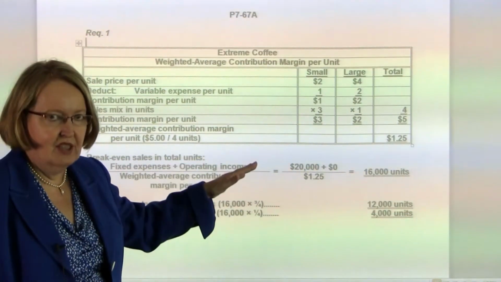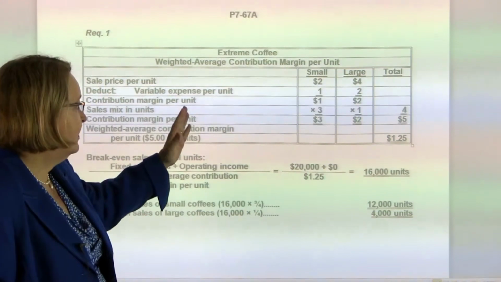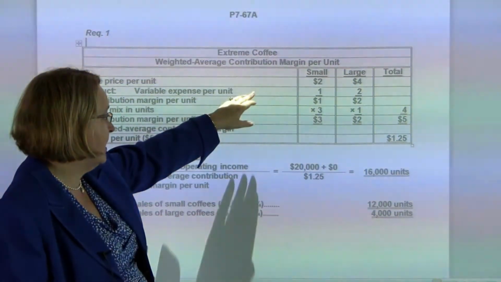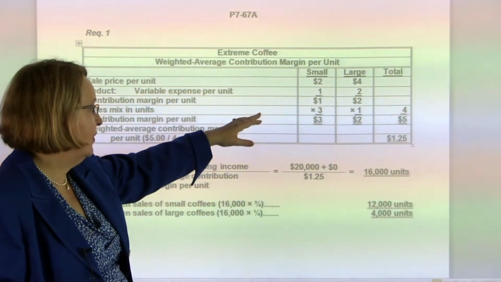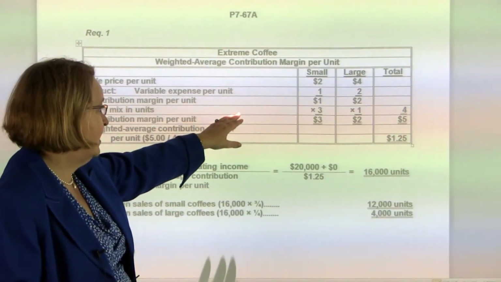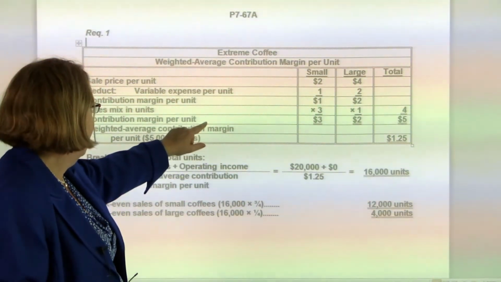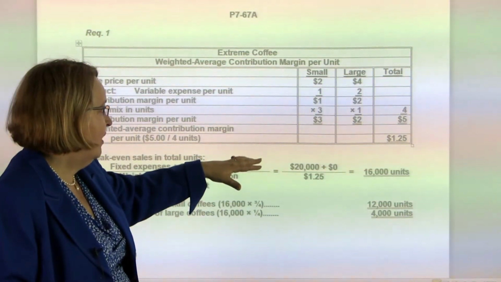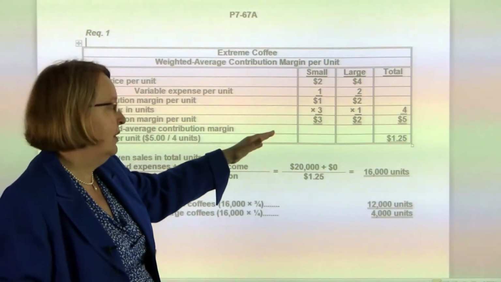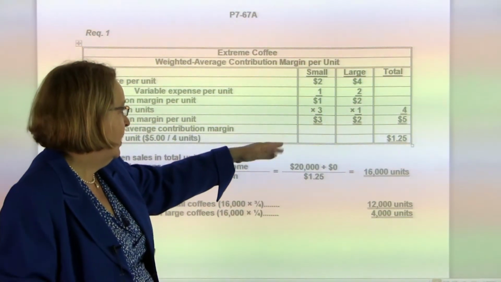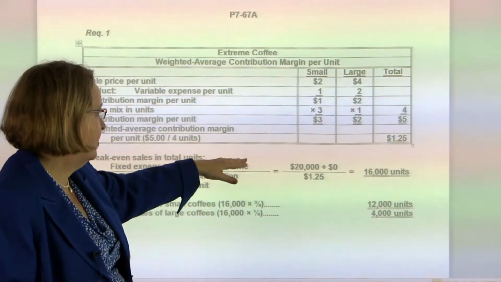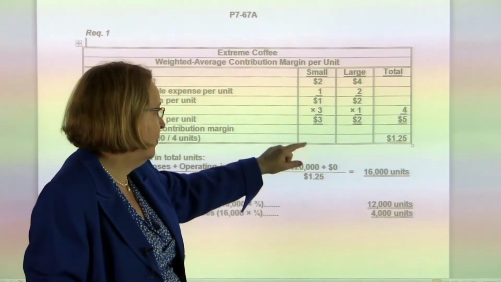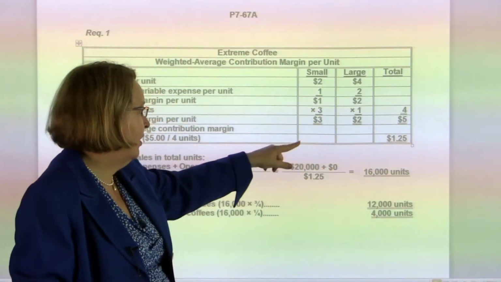So all of this information, the data is given in the problem. We have small and large size coffee, and the information is given in the problem: the selling price, $2 for the small, $4 for the large, the variable expenses for each, and the contribution margin. What we're also told is that the current sales mix is that for every 1 cup of large coffee, they sell 3 cups of small coffee. So we're looking at the contribution margin per unit, and our total is $5. So we're looking at combined $5.